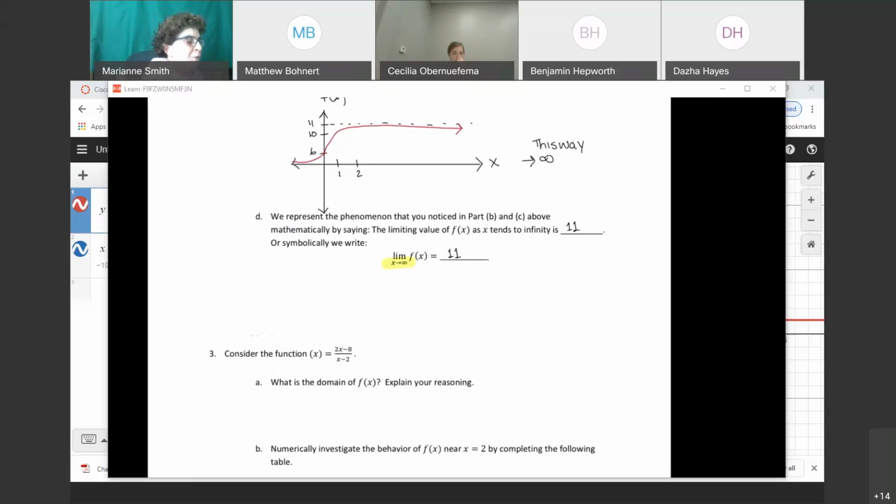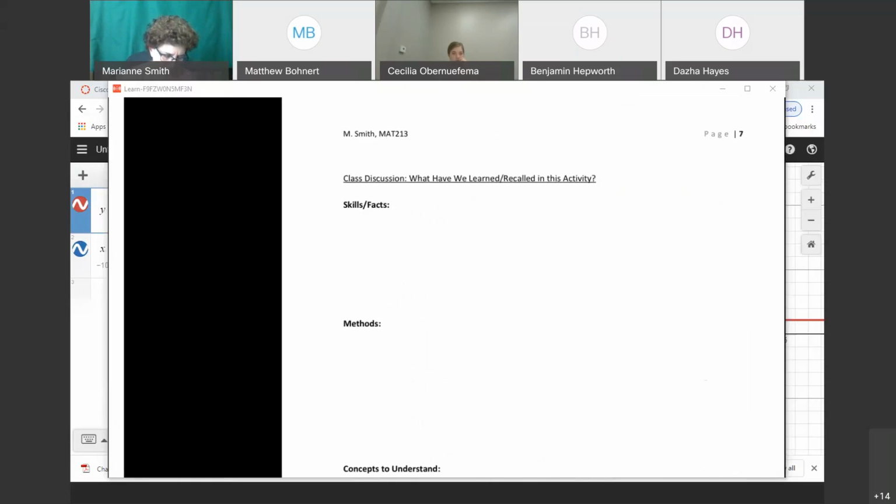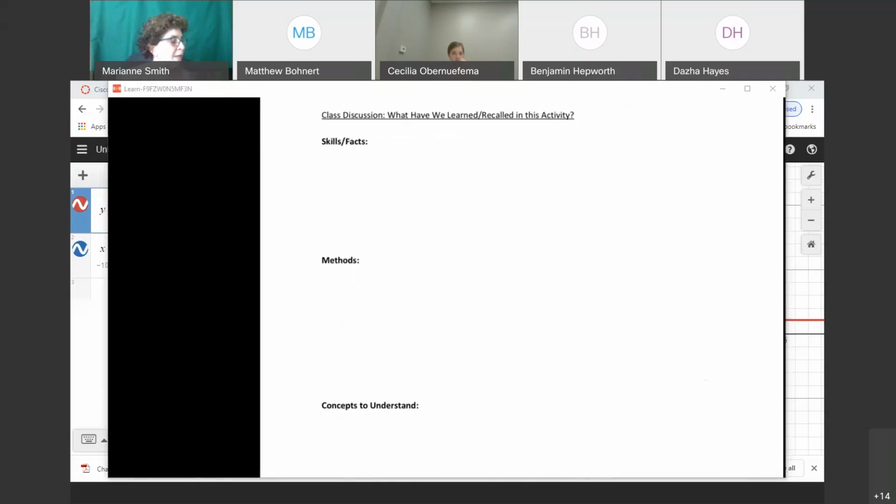I just want to go to the summary page, and like I said, I will fill in the rest of these for you, but we'll run out of time if I try to do them all here. So I'm going to fast forward a couple of pages and just make sure you have some summary information. So what have we learned or recalled? Well, a limit at x equals c doesn't depend on the function value.